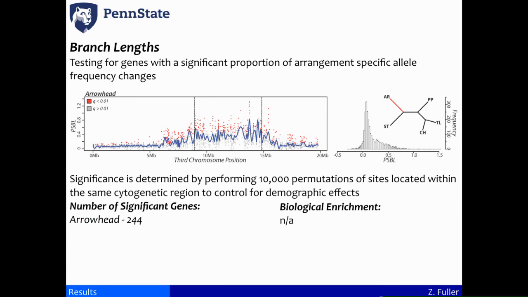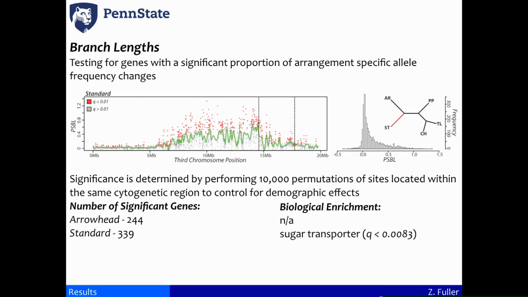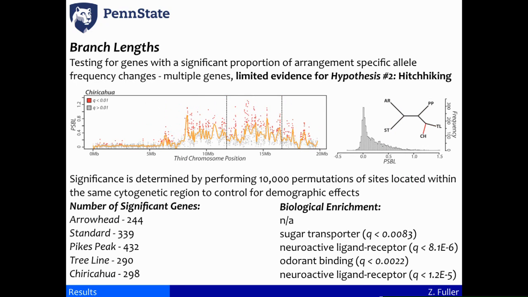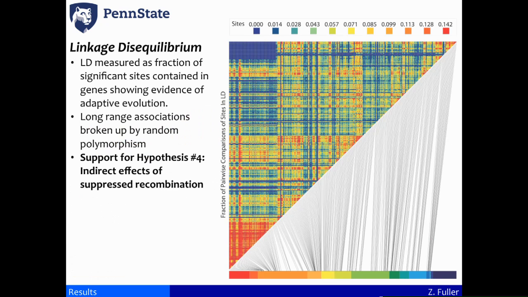What we can see is that we get an overall general increase in the length of branches within the inverted segments of the chromosome, indicated by these dashed vertical lines. We also get a greater proportion of significantly long branch lengths within these regions, and this is true for nearly every arrangement within our data set. And so we see evidence that there's multiple loci showing evidence of adaptive evolution that are being maintained within the inverted regions. So this seems to provide limited evidence to support the hitchhiking hypothesis.